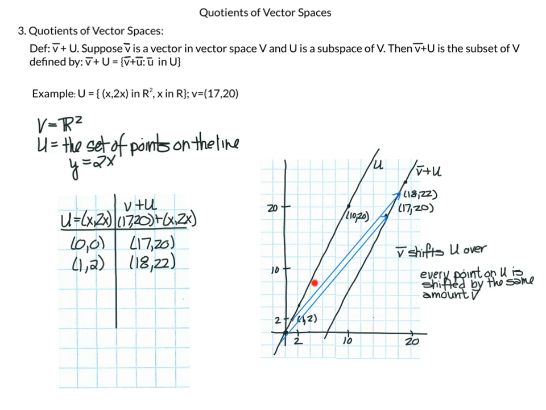And you can see what's happening now. Each point on this line U is getting shifted over by v. So v shifts U over, and every point on U is shifted over by the same amount, the vector v. In other words, every point is shifted over to the right 17 units and up 20 units. So what you see is U is just shifted over by v.